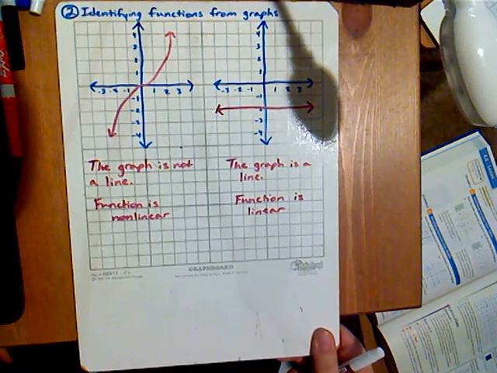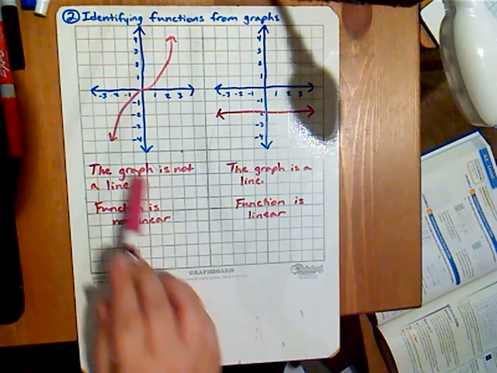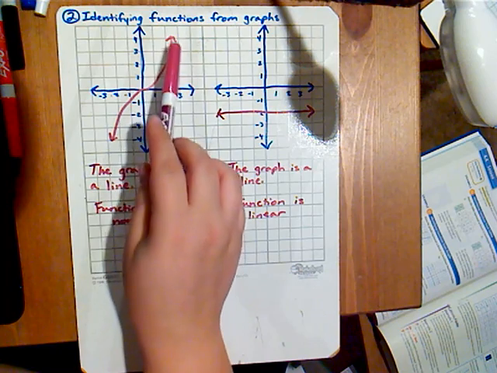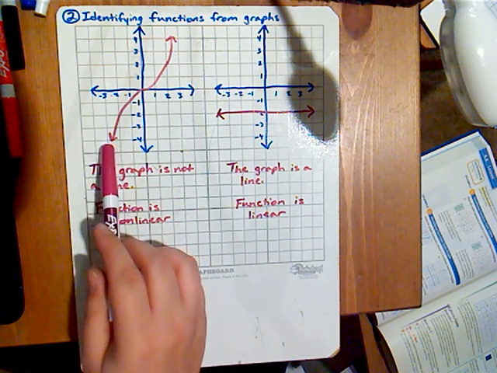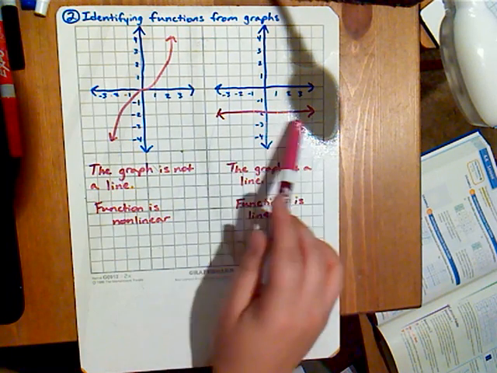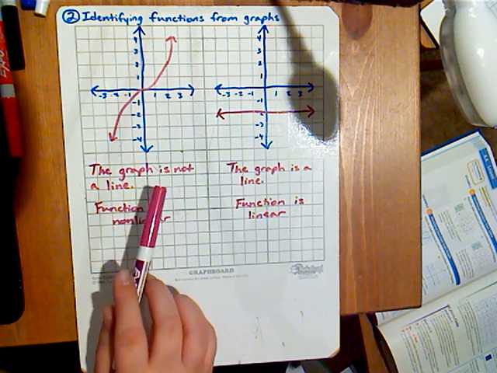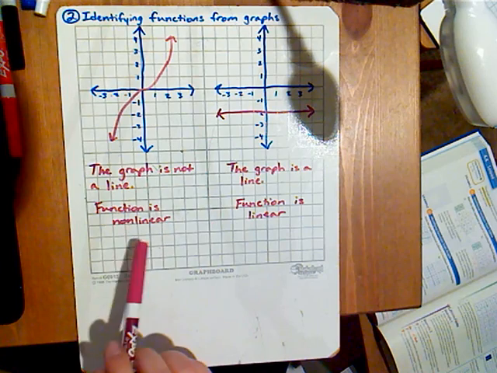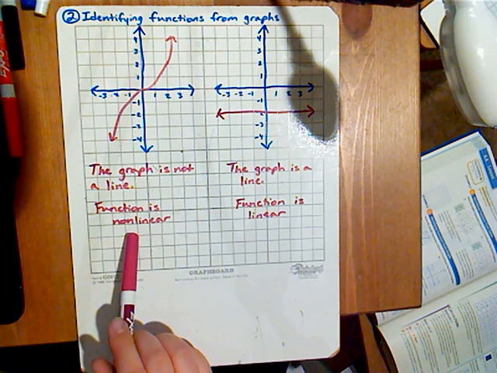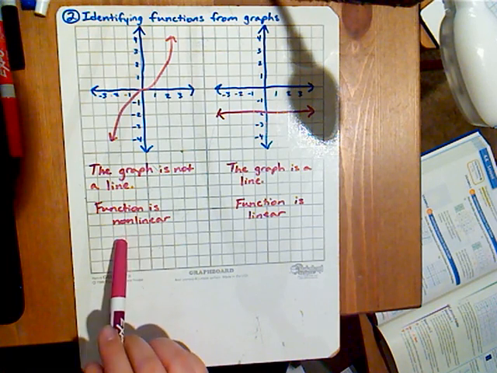And we can also identify functions from graphs. So here we have two graphs. We've got this graph that's kind of doing a little squiggle, and then this graph that is a line going through -2. So this graph is not a line. It's not a straight line, and so it is not linear. So this function is nonlinear.